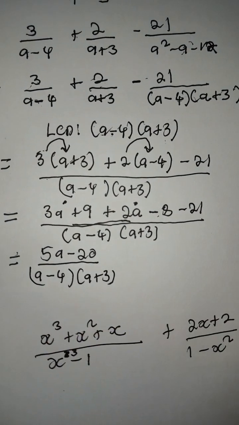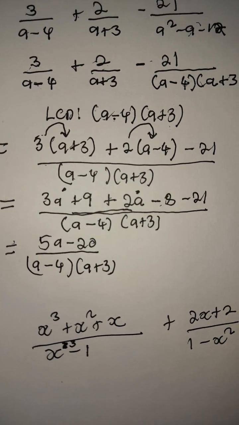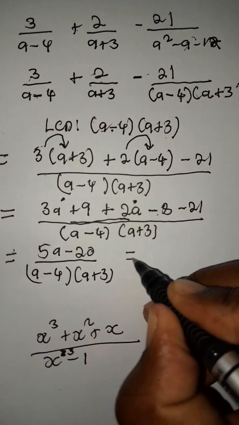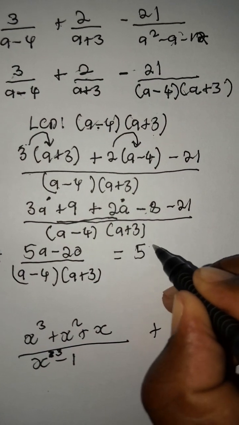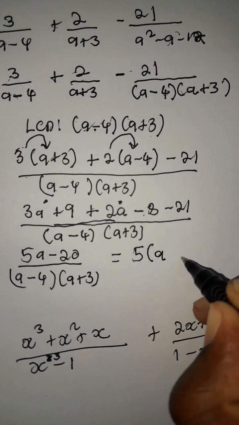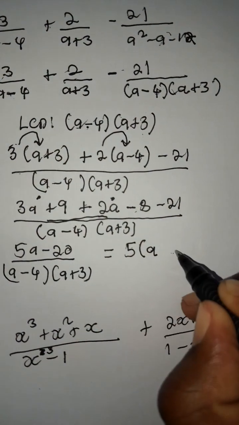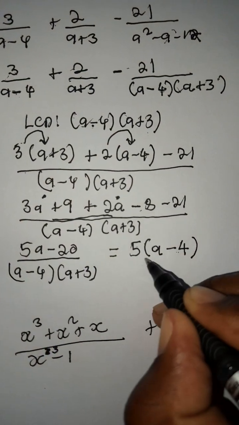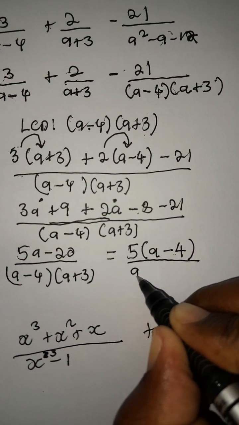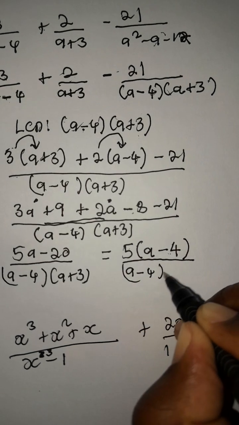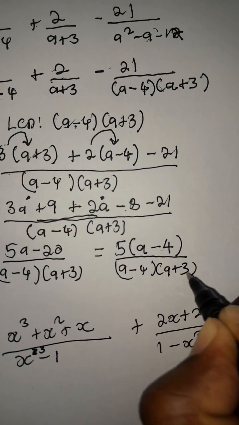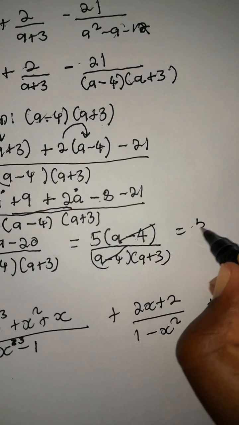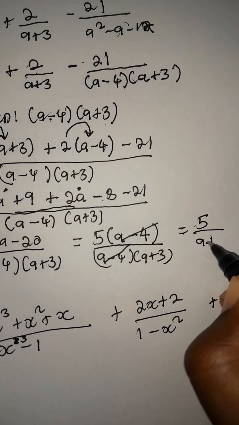From the numerator, we can see that 5 is divisible into 20 and 5 is divisible into itself. So the best way will be to take out the highest common factor, which is 5. We'll be left with a. For us to get negative 20, we need a factor of 4, because 5 times negative 4 gives us negative 20, divided by a minus 4 and a plus 3. So we have common brackets, a minus 4 and a minus 4. What am I left with? I'm left with 5 divided by a plus 3.